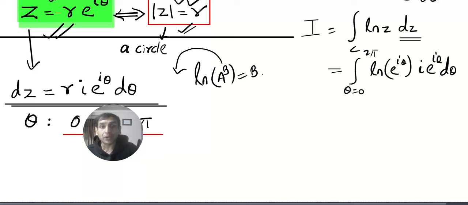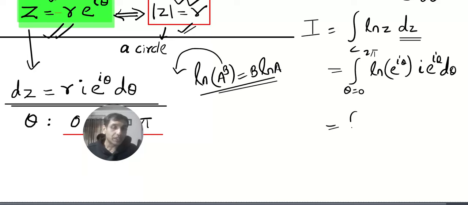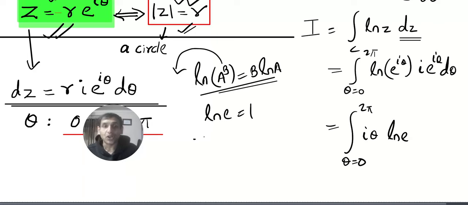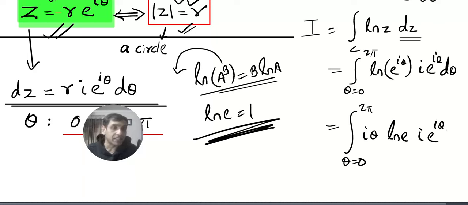What is log a power b? b multiplied by log a. So we get theta is equal to 0 to 2 pi. Can you see log a power b? So this i theta jumps here. Log e. What's log e? 1. Log e is 1. Multiplied by i e power i theta d theta.